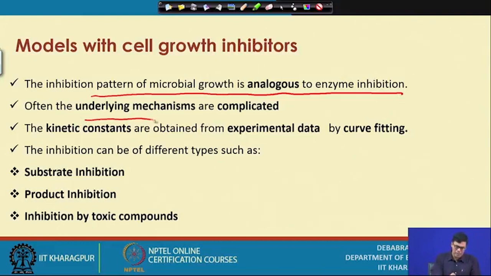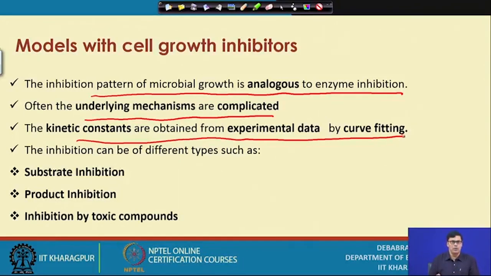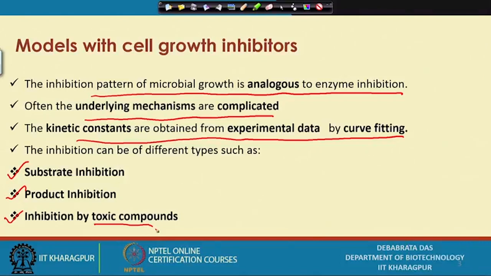Now, often the underlying principle mechanisms are complicated. The kinetic constants are obtained from the experimental data by curve fitting. And we found that there are three types of inhibition: substrate inhibition, product inhibition, and inhibition by toxic compounds. During enzymatic reaction kinetics, I gave one example of how enzymatic reaction kinetics can help you determine the concentration of a toxic component like a pesticide. The same similar thing is applicable to the microbial system also.